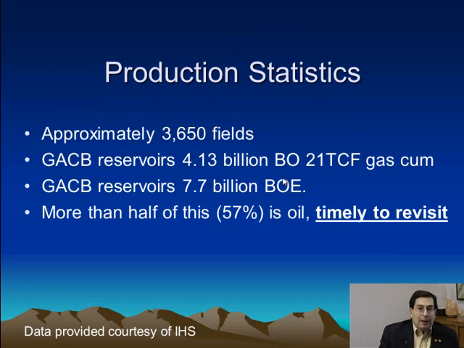Reviewing the production, there's about 3,650 fields that produce oil and gas from Cambrian Ordovician reservoirs, and 4.1 billion barrels is oil and 21 TCF is gas, and it includes some gas giant fields. Taken together in barrels oil equivalency, this is about 7.7 billion barrels, so it's clear that this is a very significant stratigraphic unit. And since the majority of the oil and gas equivalent is oil, 57%, it's timely to revisit these under current scenarios of high oil prices.